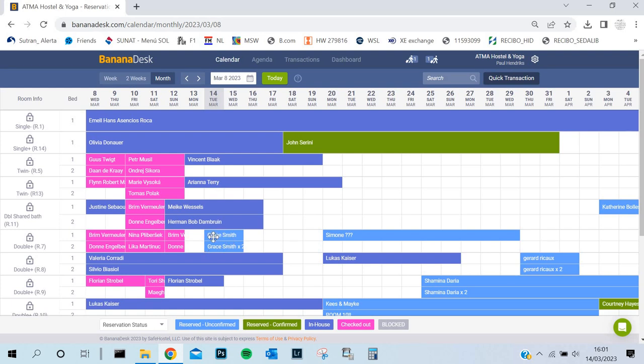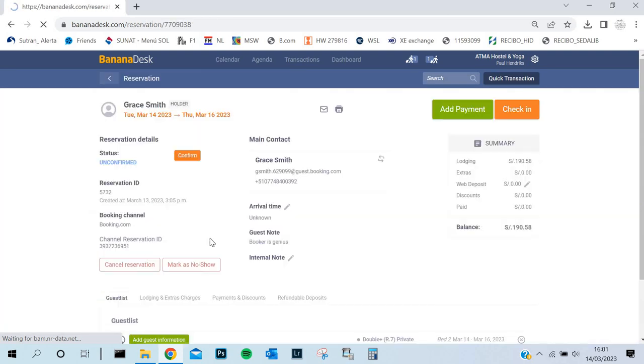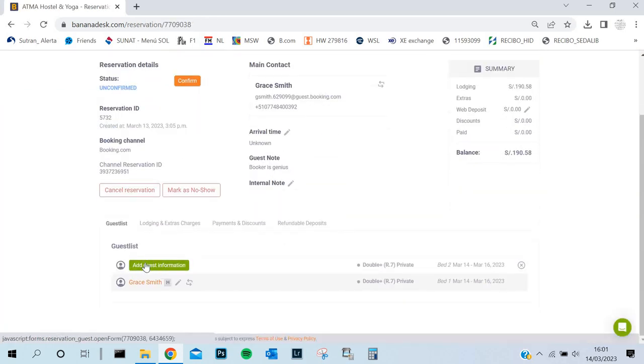Person arrives, you're going to ask them to write in the register book, which is a book that we have here. All people write in the register book. And then you ask each guest for the passport, and you're going to make a black and white copy of the passport. And then you're going to do the check-in here in Bananadesk. So you're going to go inside the booking and you're going to add all the names.